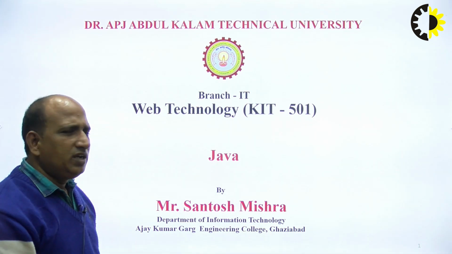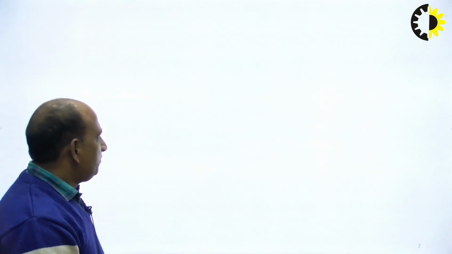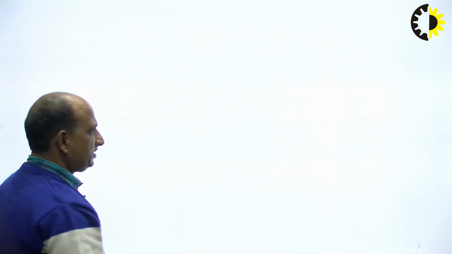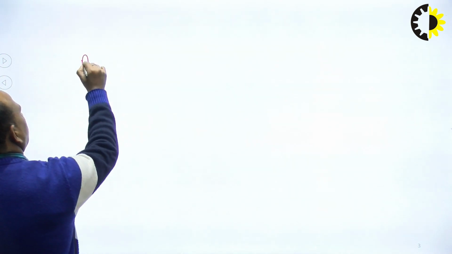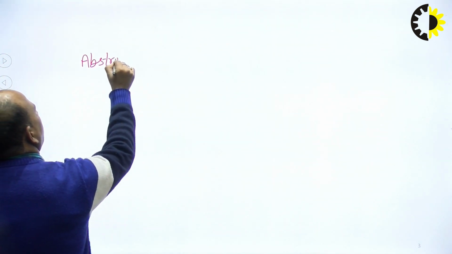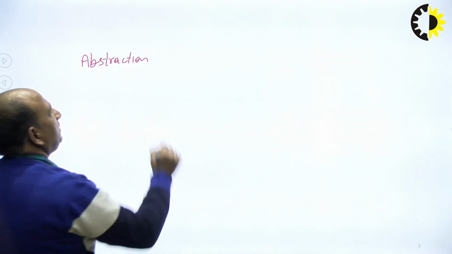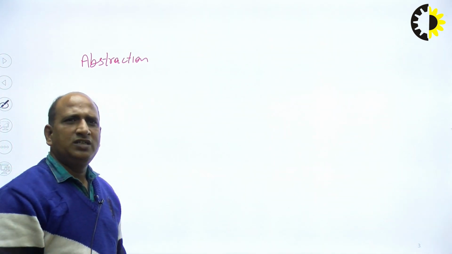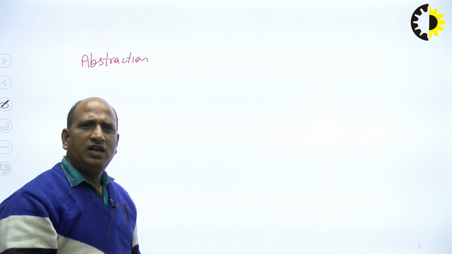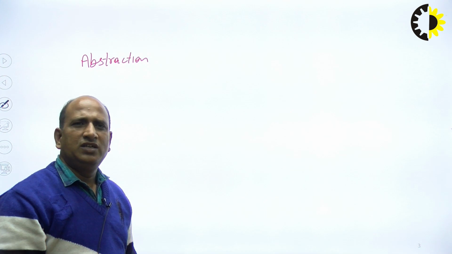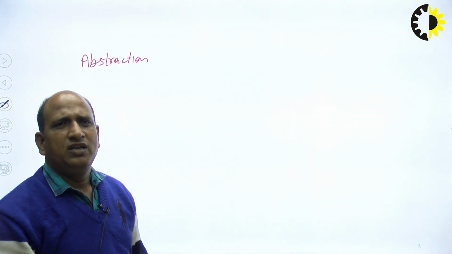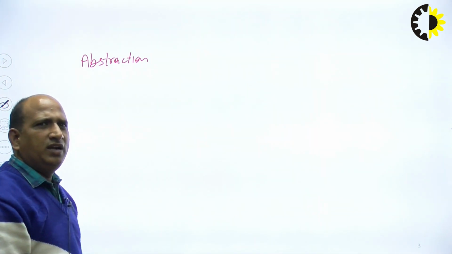First, let's understand what abstraction is. Abstraction, as the name suggests, means showing the essential thing and hiding its background detail, and a class in Java is a way to abstract something in your programming, which we will see later on.